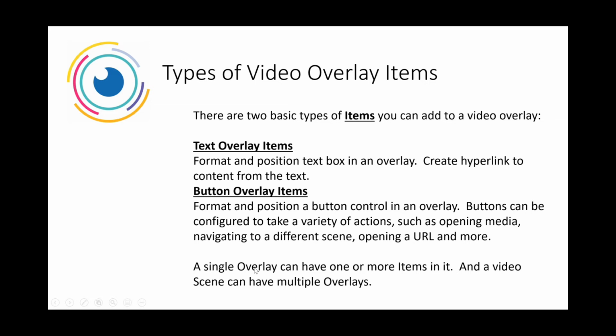A single overlay can have one or more of the items in it, and a video scene can have multiple overlays. Let me repeat that. A single overlay can have one or more items. So a single overlay can have multiple text boxes and multiple buttons that will all appear on the screen at the same time, and then will all leave the screen at the same time. And an individual video can have more than one overlay. One question we get a lot is, can overlays overlap? Yes, they can. You can start one overlay and it's running, and then start another overlay later. This is an interesting effect for emphasizing information or asking questions.